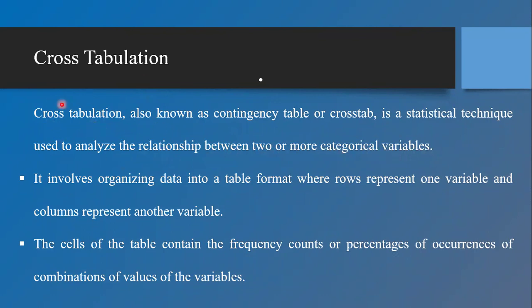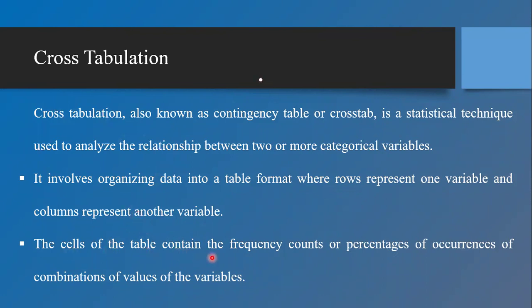So whenever you need to analyze the relationship between two or more categorical variables, you are required to consider cross tabulation. It involves organizing data into a table format, where rows represent one variable and columns represent another variable. We may have two or more variables. Some variables are represented by rows and some by columns. That is why it is known as cross tabulation.